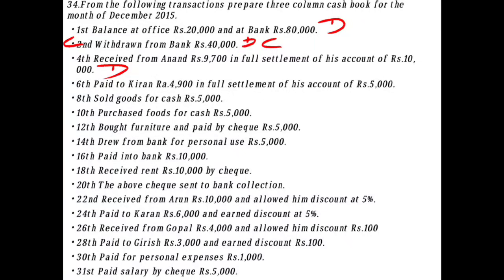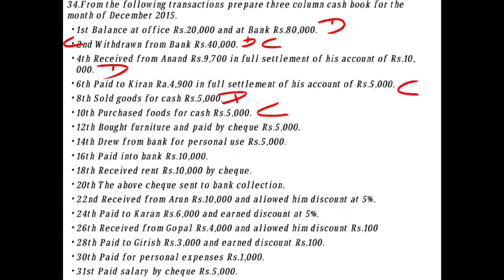Then paid Kiran 4,500 in full settlement of his account rupees 5,000. So 100 rupees we have a discount here. Okay, we have made the payment, so credit side you should record by Kiran cash column 4,900 and discount 100 rupees, 5,000 minus 4,900. Sold goods for cash, you should write it debit side, to sales cash column only 5,000. Purchased goods for cash, credit side you should record.